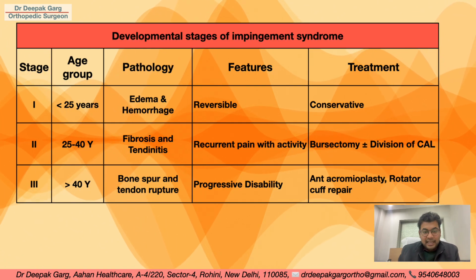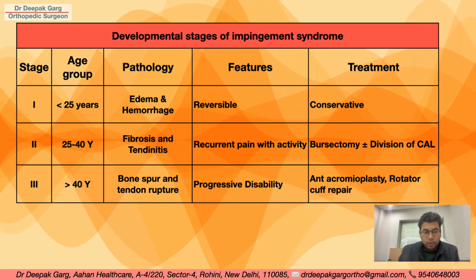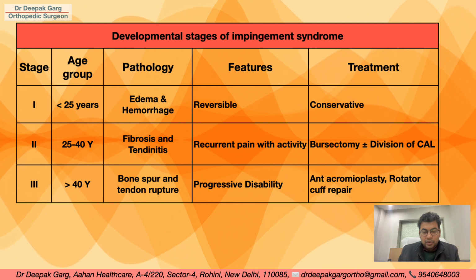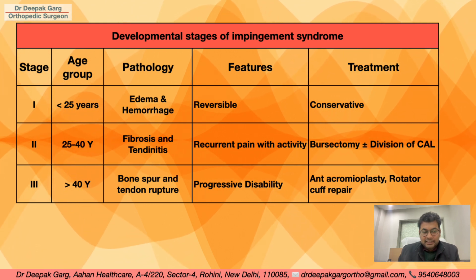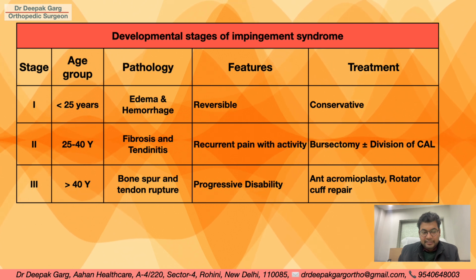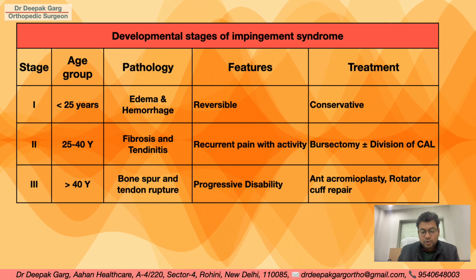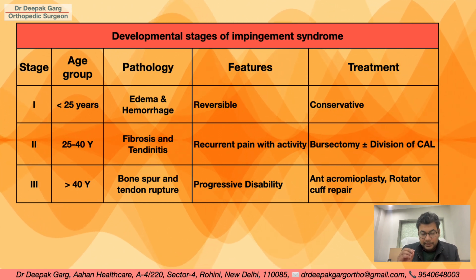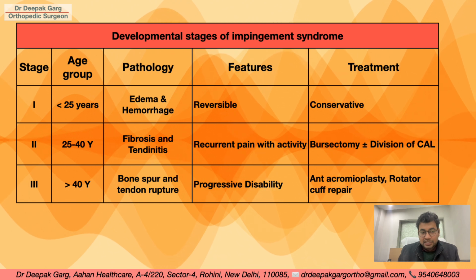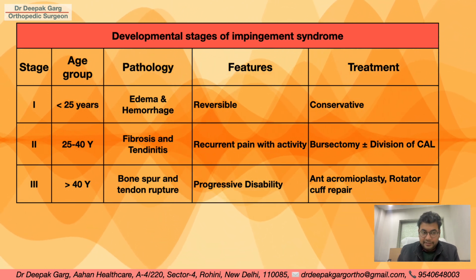So this is a classification to understand the developmental stage of impingement syndrome. There are three types according to the developmental stage: stage 1, 2 and 3. Stage 1 is seen in the age group less than 25 years, stage 2 is between 25 to 40 years, and stage 3 is more than 40 years of age. The pathology in stage 1 is just edema and hemorrhage, which is a reversible stage, and the treatment is conservative.